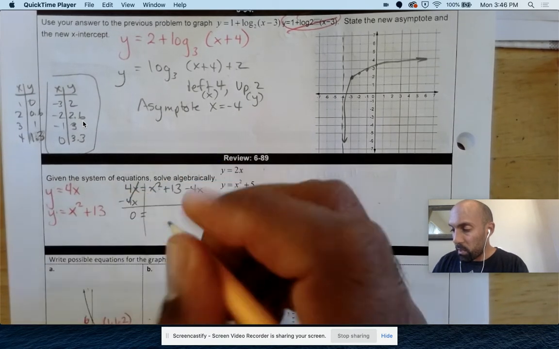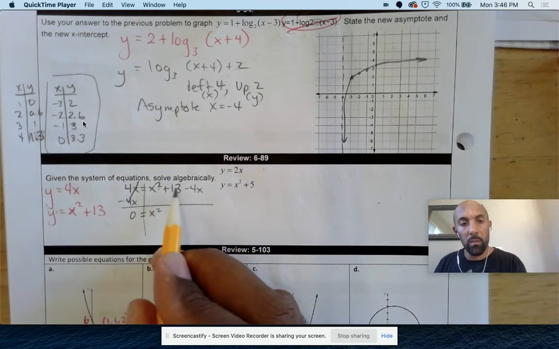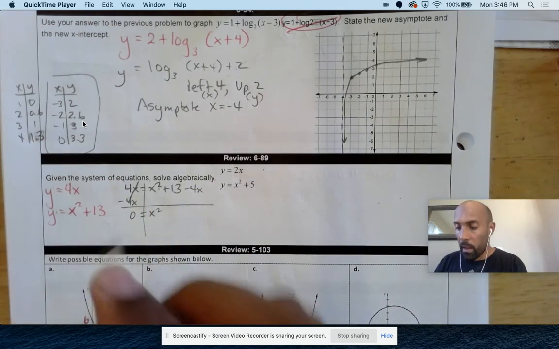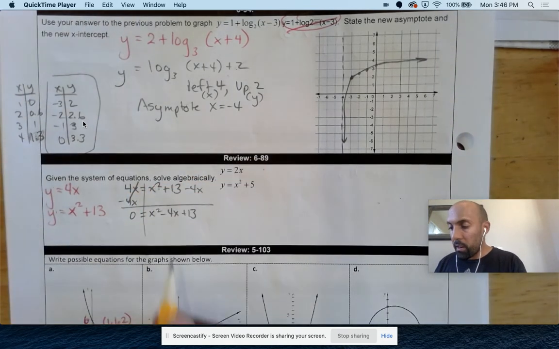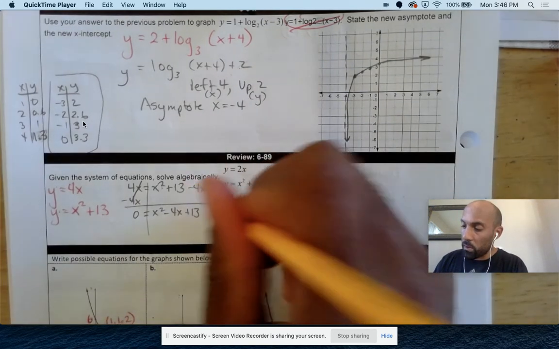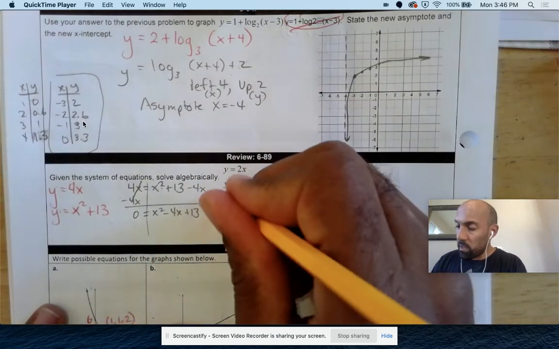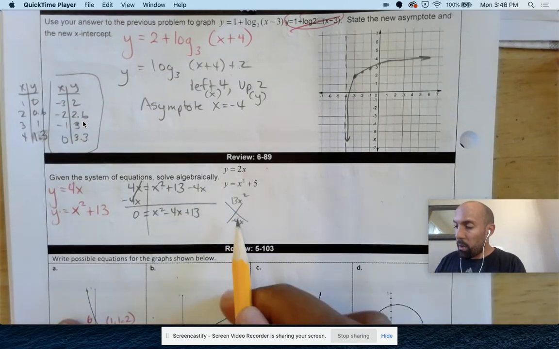Okay, so now this is 0 equals x squared, and we want to do the terms in standard form. So x squared, then the x term, so minus 4x, and then plus 13. And now I want to try to solve this. Let's try to factor it first. So a times c, 13x squared. Some of you guys already might see a problem here.